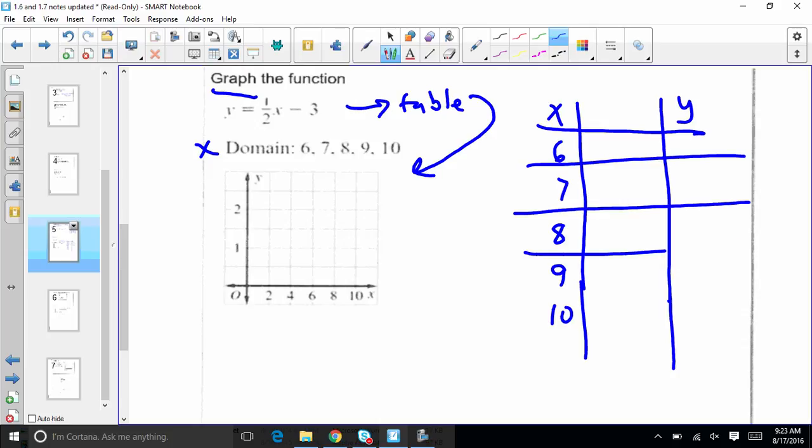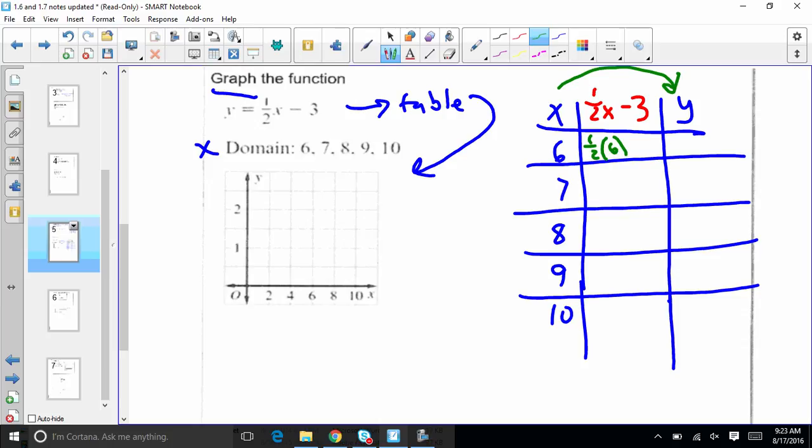I'll see if I can figure this out and calculate all of this. The relationship is I'm going to take 1/2 times X and then subtract 3. That's how I will change from X to Y, how I go from my input to my output. So if X is 6, then I do 1/2 times 6 minus 3. I would love to see that you guys are working this out, maybe over here on the side. 1/2 of 6 is 3. When I subtract 3, it gives me 0.